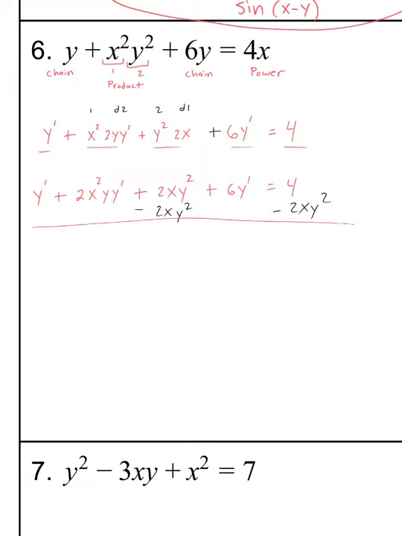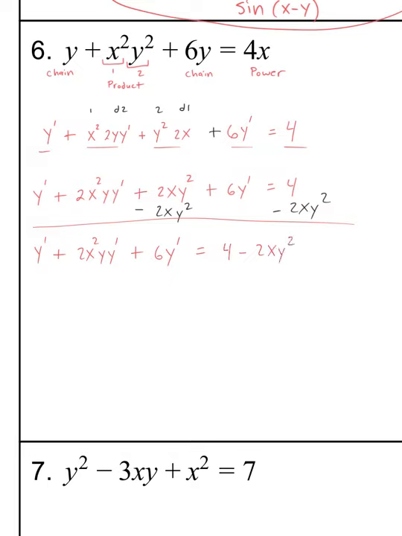Okay, so on the left we still have y prime, that first term. We still have 2x squared y prime. And then we have 6y prime. Those are my 3 terms with y prime in it. On the right, we have both of these terms. We have 4 minus 2xy squared.